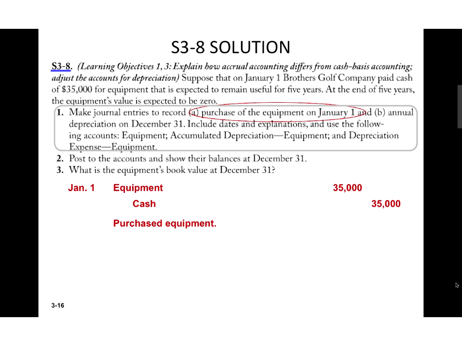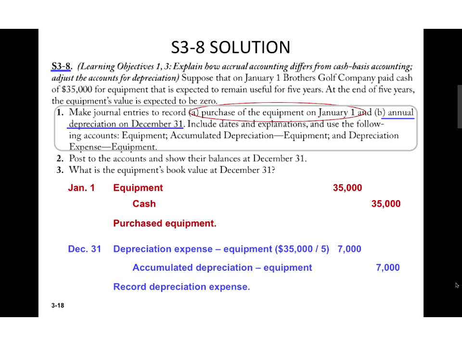Okay, so next up, entry B is annual depreciation. We already established that we've paid $35,000. This is good for 5 years. That's $7,000 a year. The depreciation adjusting entry will always debit depreciation expense, credit accumulated depreciation. Always. That will always be the depreciation adjusting entry. So what we're going to see here is, okay, we're going to debit depreciation expense. You may or may not need that word equipment.